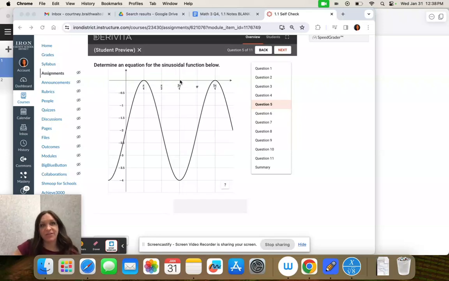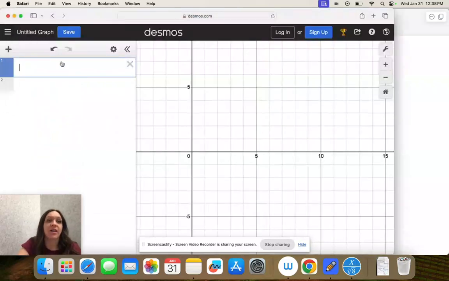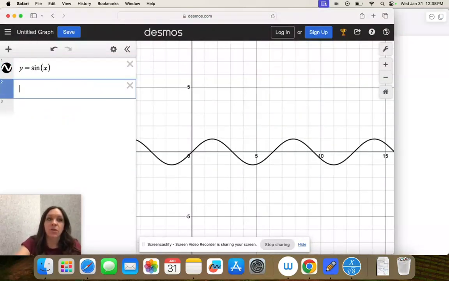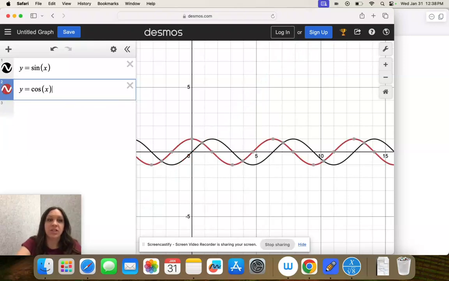Okay, question 5, determine the equation for the sinusoidal function below. So now we're looking at a graph. We have to write the equation. And when it says a sinusoidal function, you have two options. You can use sine or cosine. And it just depends what's going on your graph.